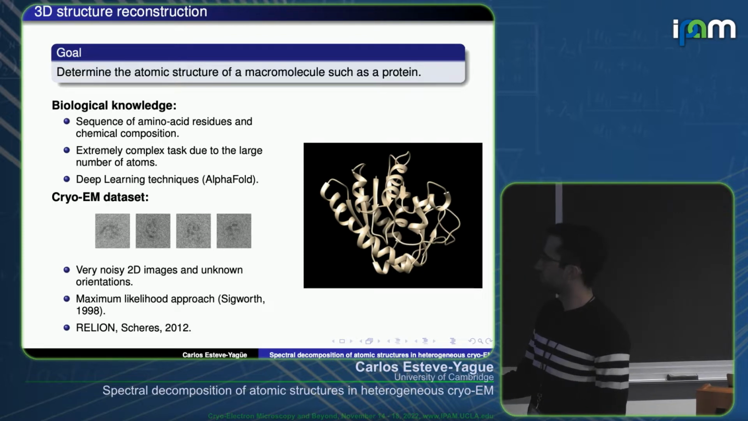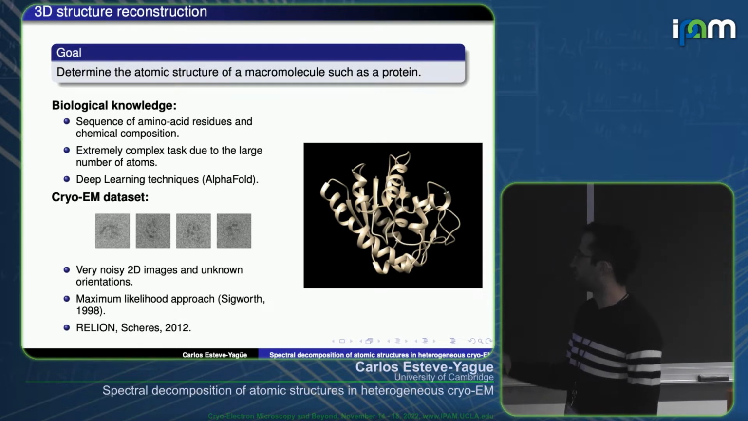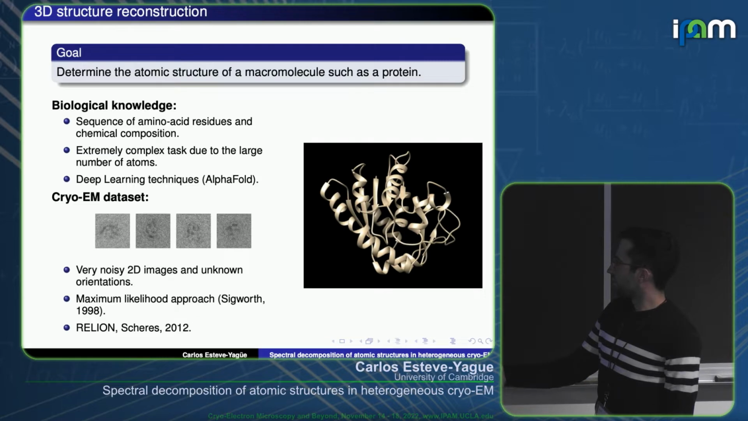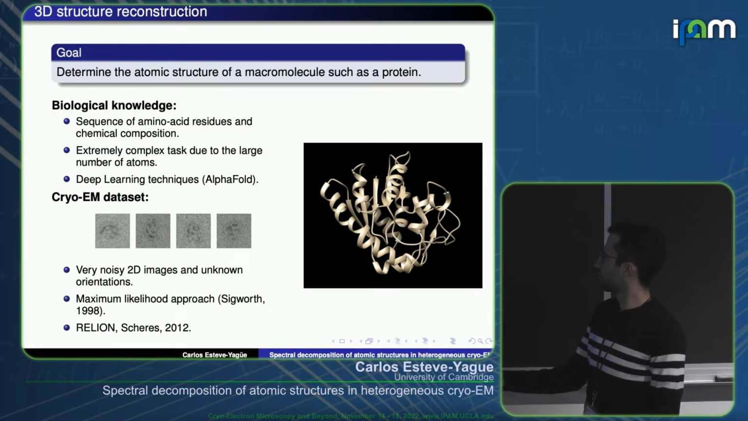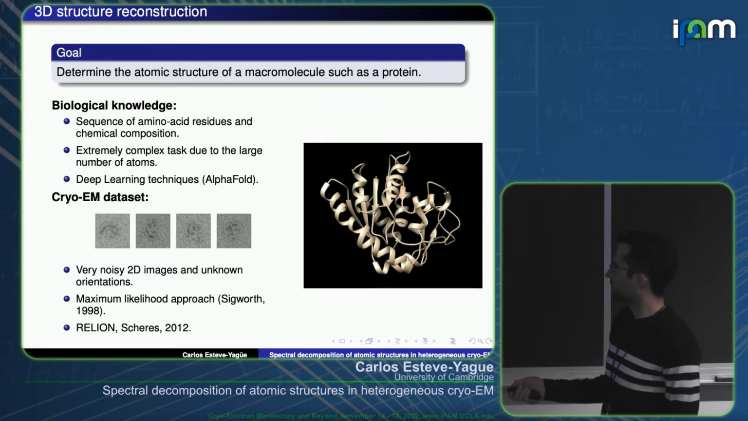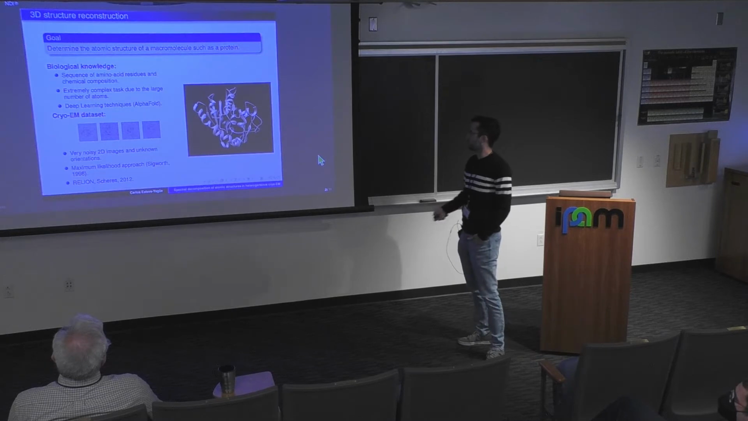There are new techniques based on deep learning, like AlphaFold or AlphaFold 2, and so on. The other kind of information that we can use is these cryo-EM images, which are very noisy, but we have a lot of images. The problem is that they are very noisy. And the problem is also that the orientation of the particle in each image is unknown. So these are all difficulties.